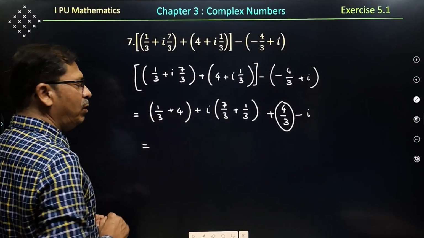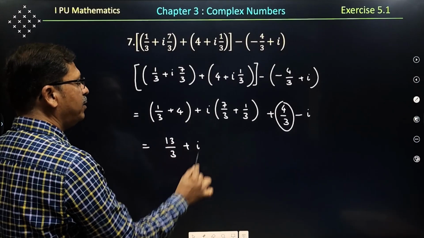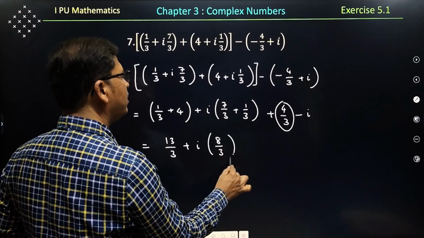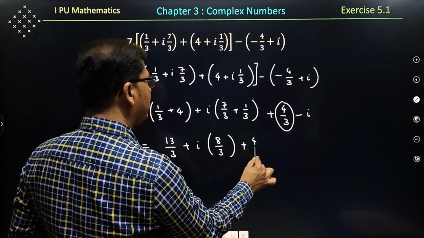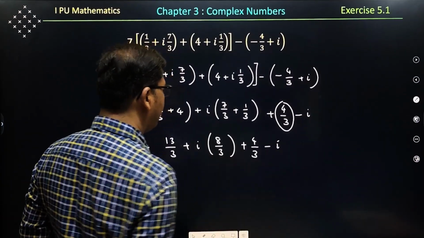This is 3 into 4, 12, 12 plus 1 is 13, 13 divided by 3, plus i into bracket, 7 plus 1 is 8, 8 by 3, 3 is the LCM, plus 4 by 3. I have not clubbed now, 4 by 3 separated, and I got minus i.